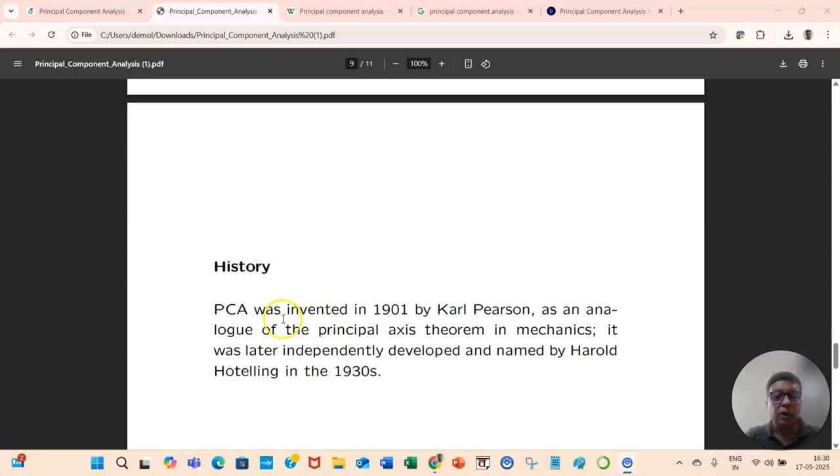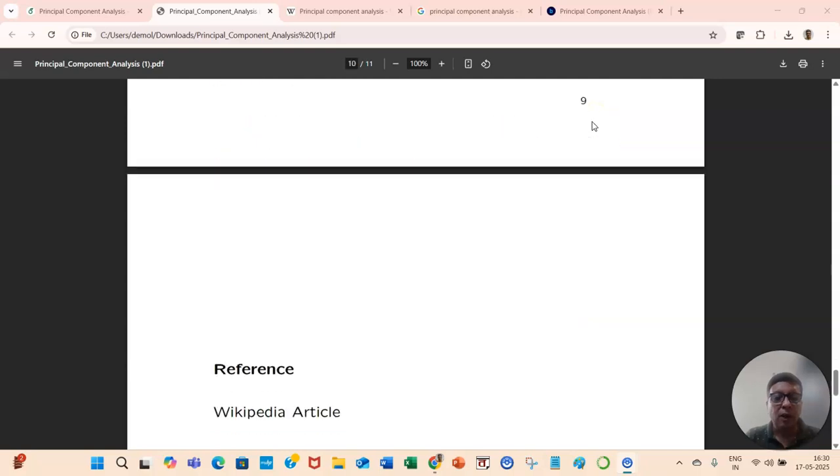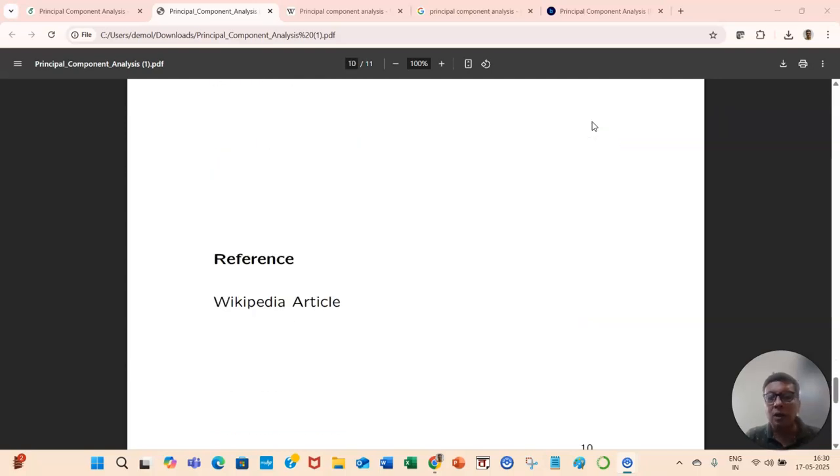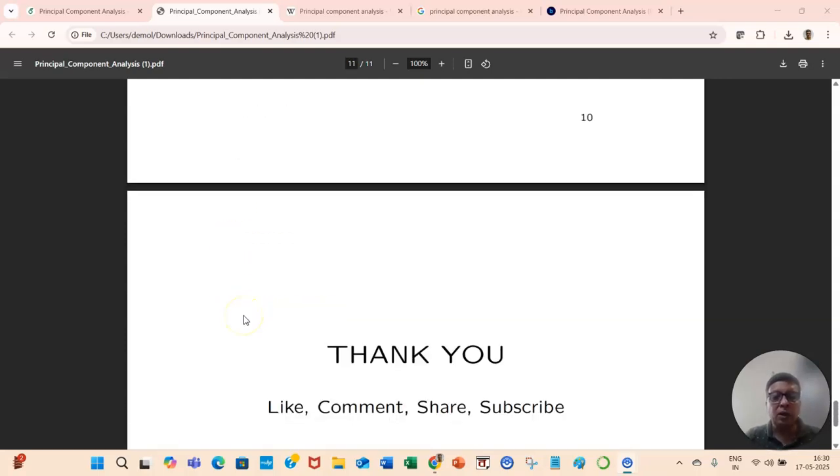A bit of history. PCA was invented in 1901 by Karl Pearson as an analog of the principal axis theorem in mechanics. It was later independently developed and named by Harold Hotelling in the 1930s. I'll stop here. The article is based on the Wikipedia page on principal component analysis.